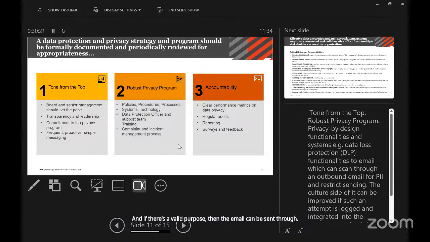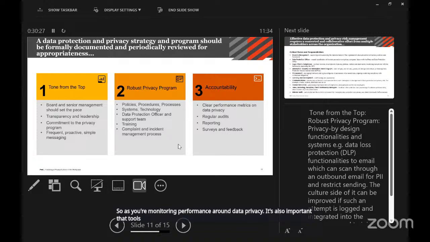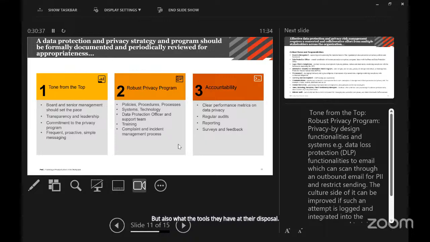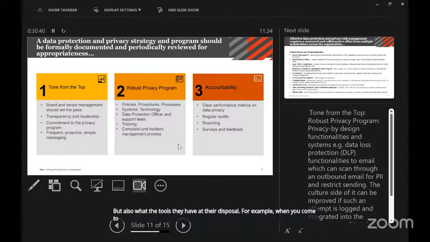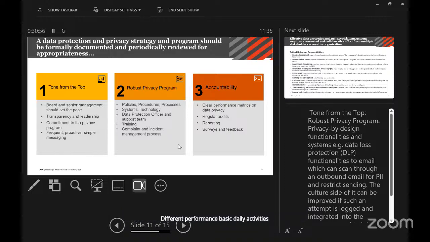So as you're monitoring performance around data privacy, it's also important that tools and controls are developed to make sure that the employees know exactly what their role is, but also what the tools they have at their disposal are. For example, when you come to working from home or working remotely, it's important that you emphasize, not even just working remotely, but even at the desk, those basic daily activities like changing passwords or locking your screen if you're walking away.